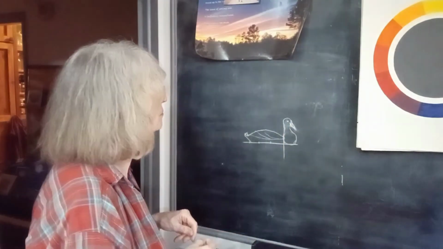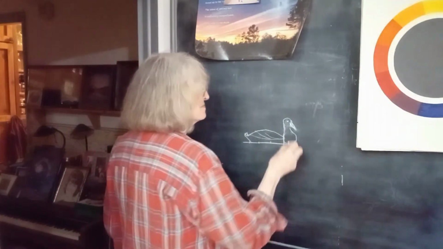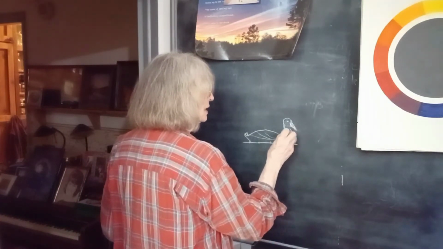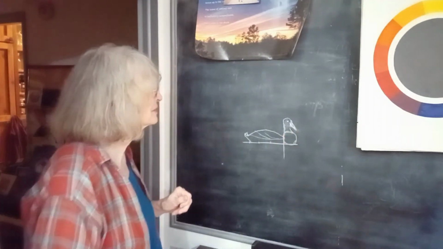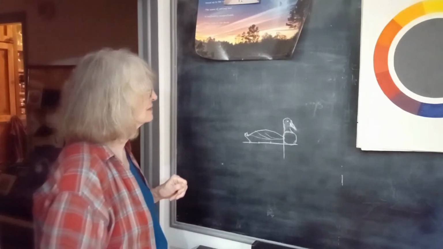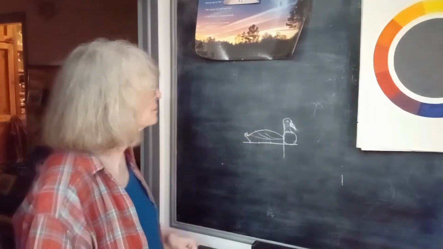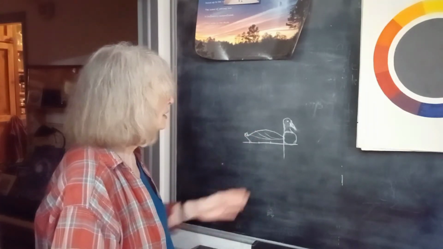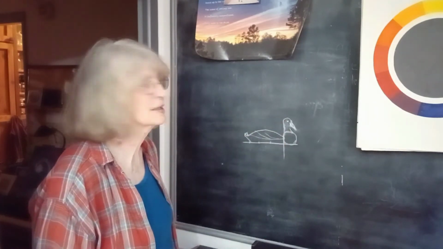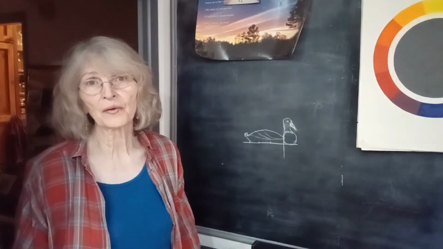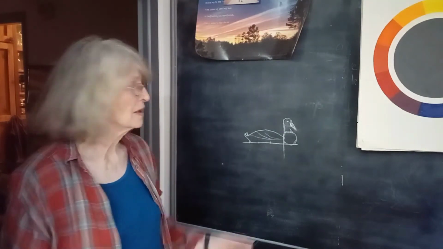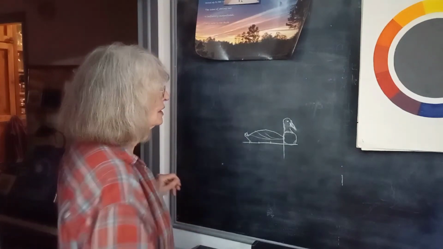I'd be watching it a lot more. If it was a mallard, you'd have a white line right there, and you kind of see what's going on with the bird at that point. This is, by the way, called the balance line, and when you're doing other waterfowl, the balance line changes.